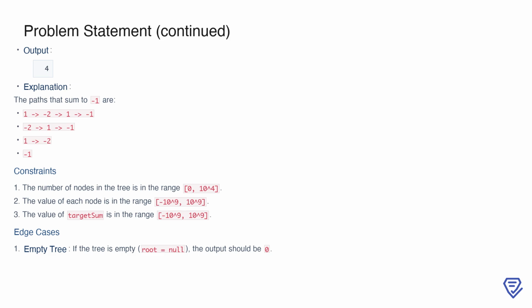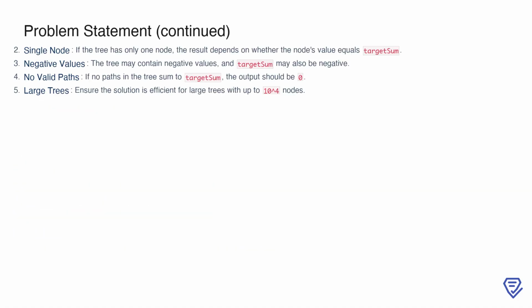Moving forward, we must also consider the constraints and special cases that can arise in this problem. The problem comes with some important constraints. First, the tree can have up to 10,000 nodes, so the solution must be efficient to handle large inputs. The values of the nodes and the target sum can range from -1 billion to +1 billion. This means the tree and target can include negative values, which adds complexity to the problem.